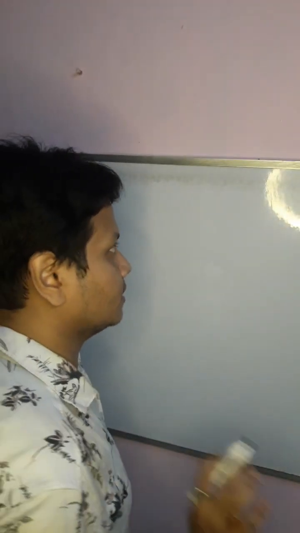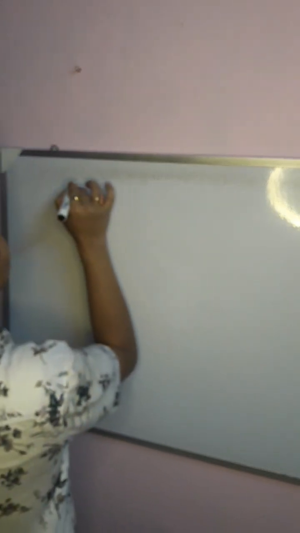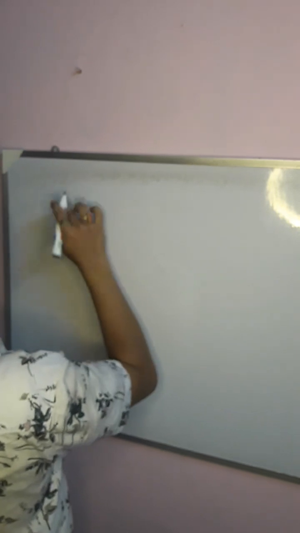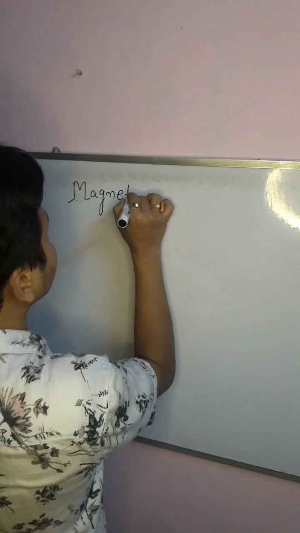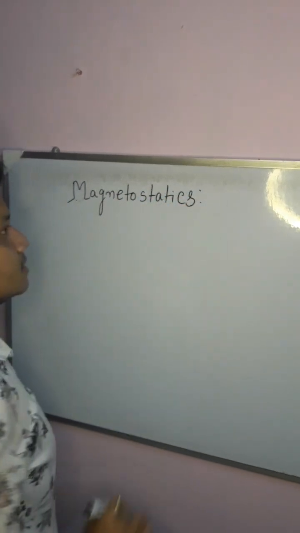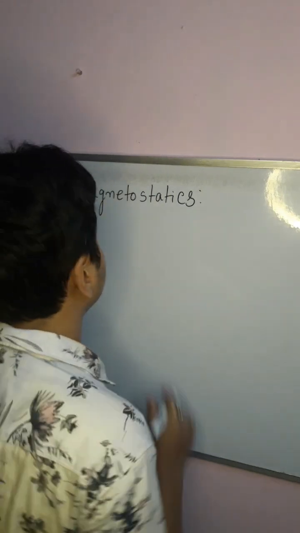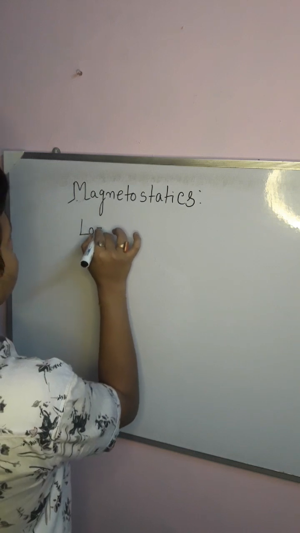Now in today's lecture I shall discuss the second lecture of electromagnetism, or magnetostatics. In our previous lecture I discussed the magnetic field, its definition and its units. Now our today's issue is the Lorentz force.